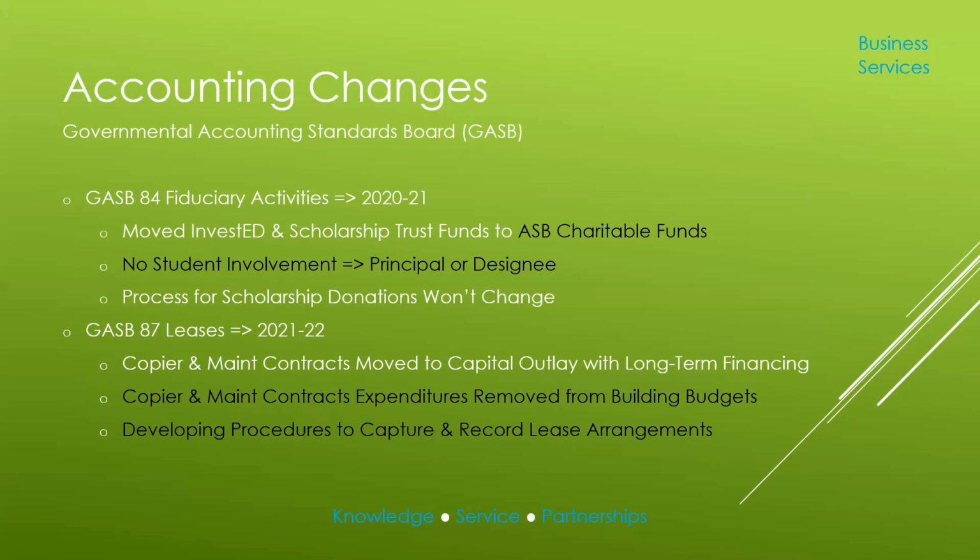We also had to implement GASB 87 leases. This is for our 21-22 school year, and copier maintenance contracts had to be moved to capital outlay with long-term financing. So the copier maintenance contract expenditures were removed from the building budgets. Those are now administrative costs, and codes are done centrally. However, the copier overage is still in the building budgets. We are still developing procedures to capture and record all of the lease arrangements.